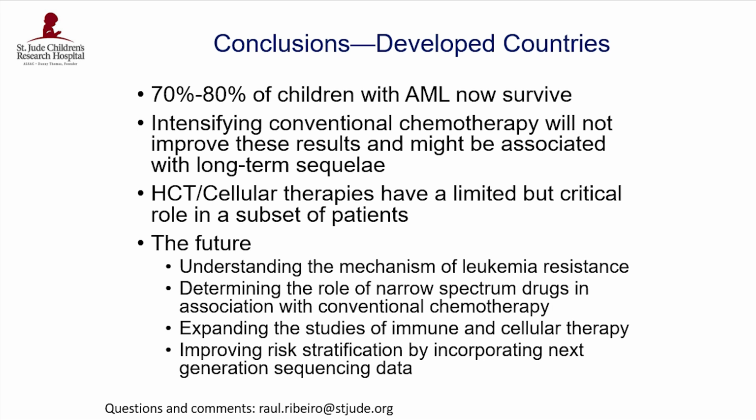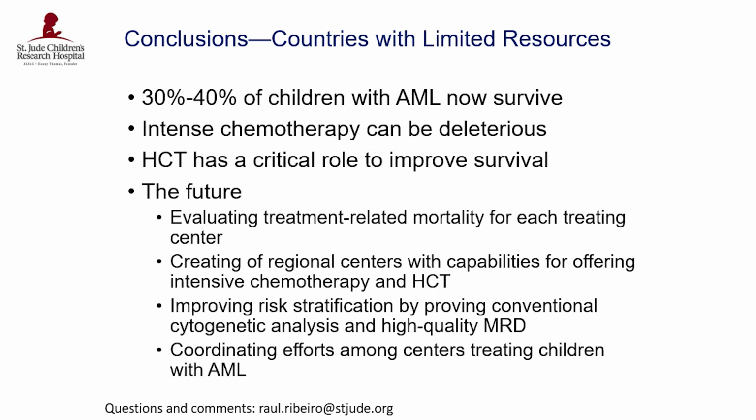We have to understand too the studies of immune cellular therapy, the CAR-Ts, and also improve risk stratification by incorporating next generation sequencing data. And for countries with limited resources, 34% of children now survive. Intense chemotherapy is associated with a very high early mortality, in some places 40%. Transplant in these countries is still not available for the majority of patients, so we have to improve access.